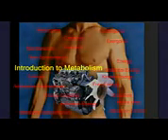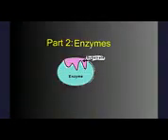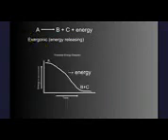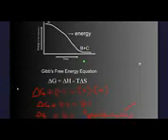Introduction to Metabolism, Part 2, Enzymes. In our last video, we looked at a simple equation like this, a simple reaction. We showed how we could describe it as being exergonic or energy releasing. We showed what it would look like on a potential energy diagram, and we used the Gibbs free energy equation to determine that this reaction would be spontaneous.